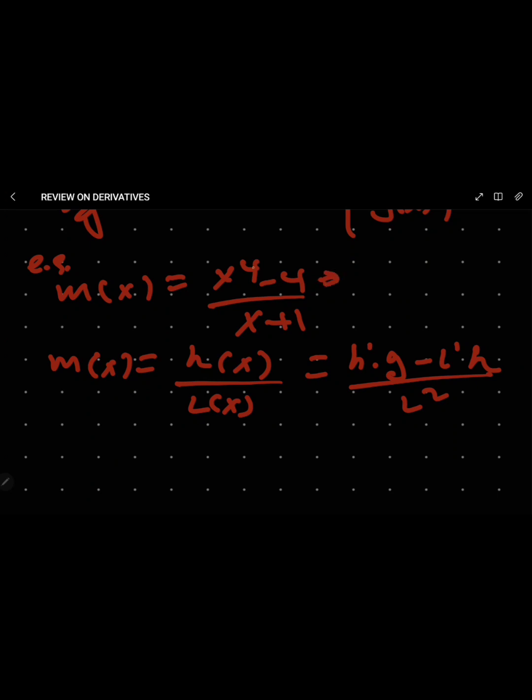You take this one, it is 4x to the power of 3. What's the derivative of this? It is 1.